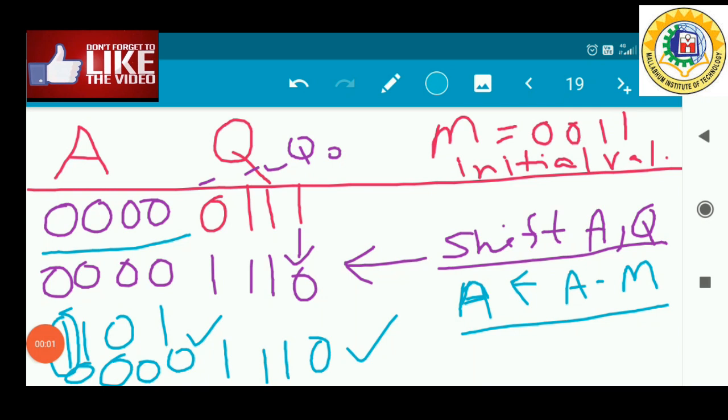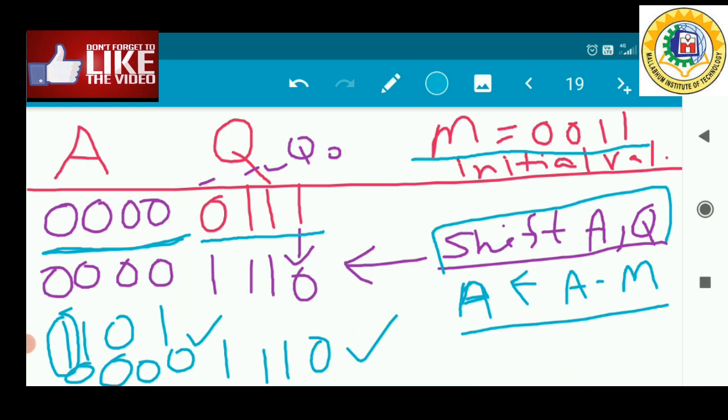So I am just repeating the first step so that in the subsequent steps you do not find any difficulty. First you make A equal to 0, and this Q is your dividend and M is your divisor. This is the initial value. After this variable definition, you logically shift both A and Q together.